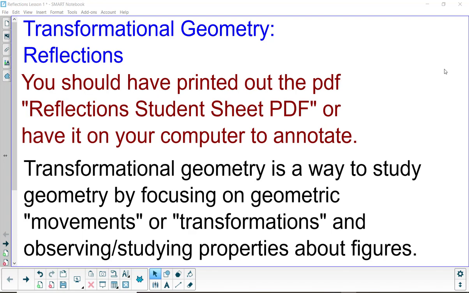Transformational geometry is a way to study geometry by focusing on geometric movements, or what we call transformations, and observing and studying properties about these figures.